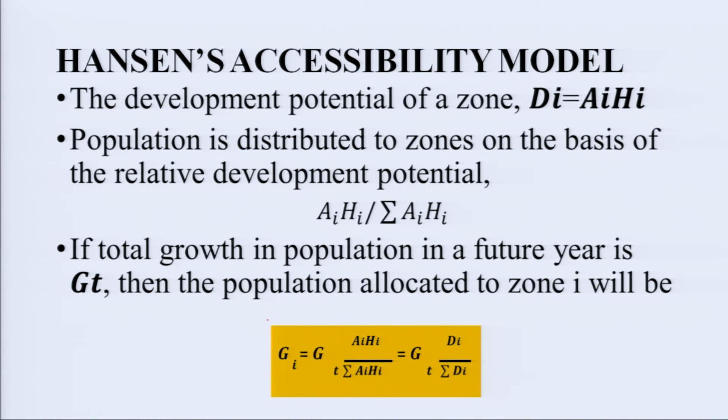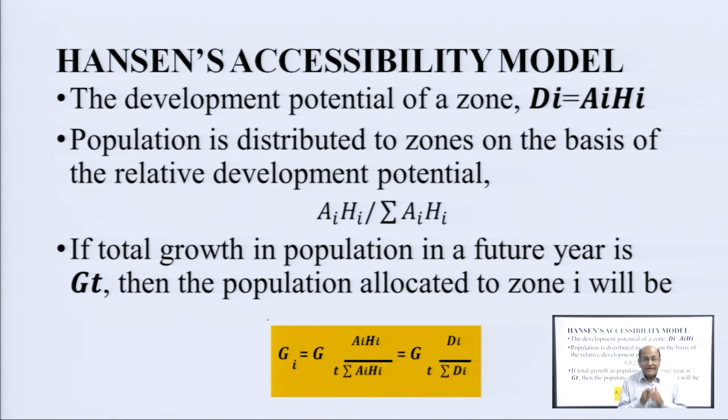If the total growth in the population in the future year is GT, then the population allocated to zone I, GI, will be equal to GT AI HI divided by the sum over AI HI, or GT DI divided by the sum over DI. So, this is the population allocation to zones for the total growth in population in the future. So, this is the Hansen accessibility model. We can define this accessibility model this way.